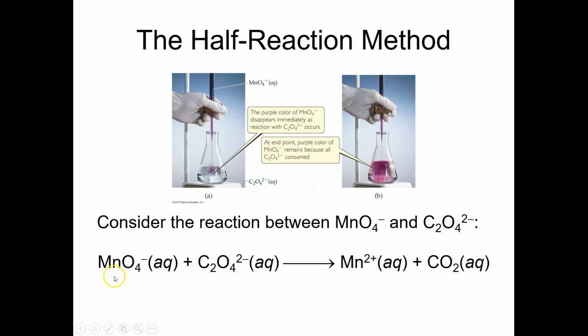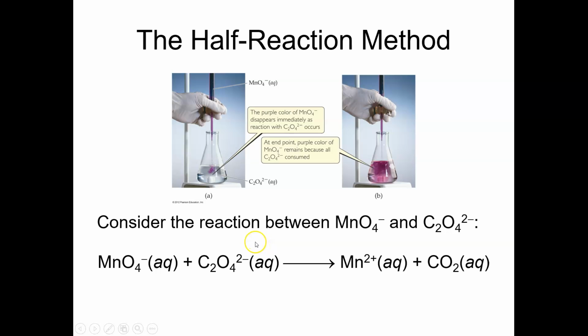But this is the equation, permanganate, which is MnO4 minus, plus oxalate, which is C2O4 2 minus, gives you manganese 2 ions and carbon dioxide. And so the first thing we want to do is split this into its half reactions.